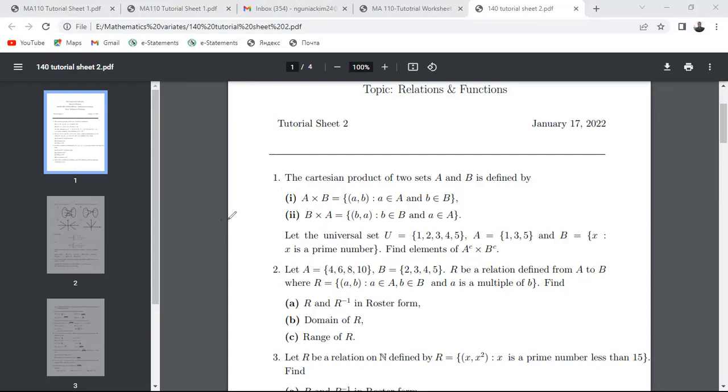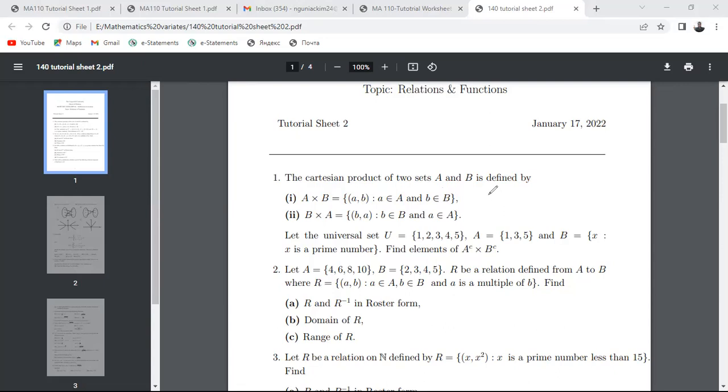So we'll first begin with relations, and we'll look at the Cartesian product of two sets. That will be the first thing. As I'll be solving, I'll be explaining where needed. The Cartesian product of two sets is defined by, and this is actually the definition, if you do A cross B, you get A comma B, given that A is coming from the set A and B is coming from the set B.